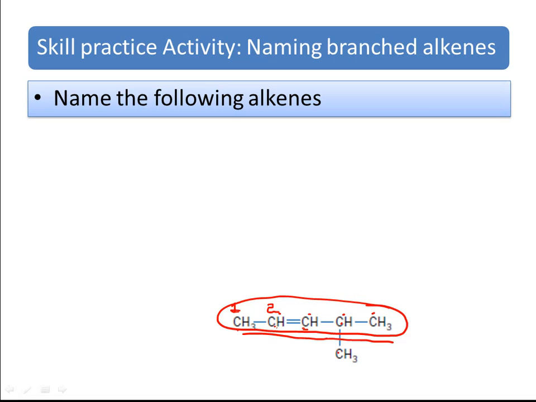So looking at this here, we are saying this one is a pentane, and this one is a methyl group, and methyl is on carbon number 4. So for this one, the name is going to be 4-methylpent-2-ene. Okay, that's the name for that one.